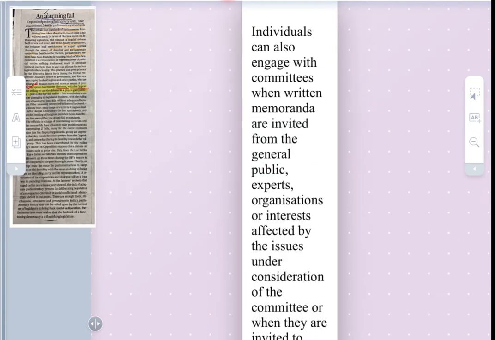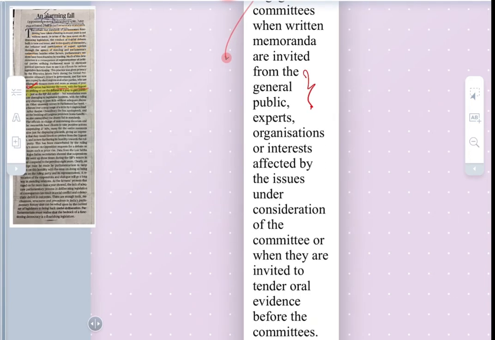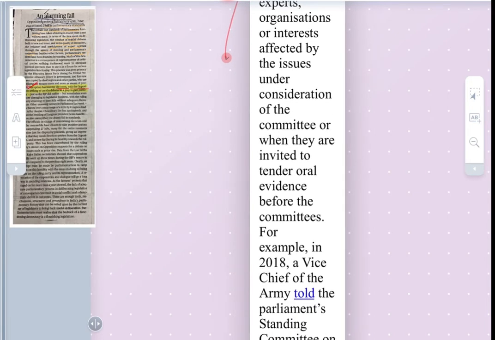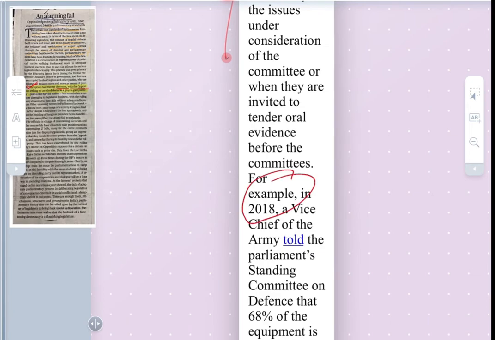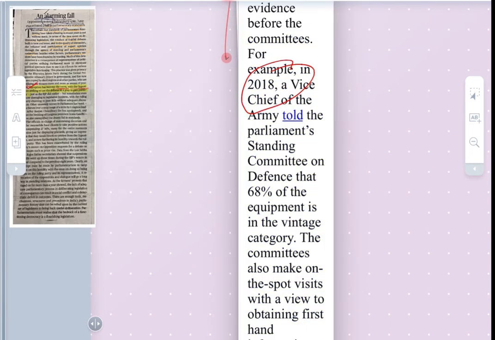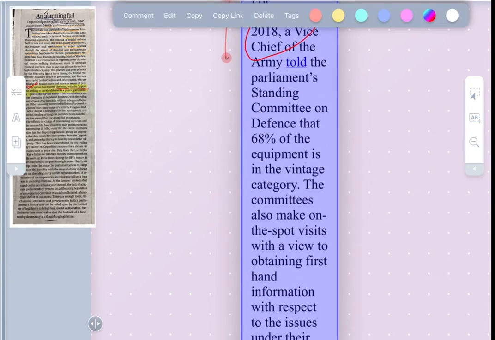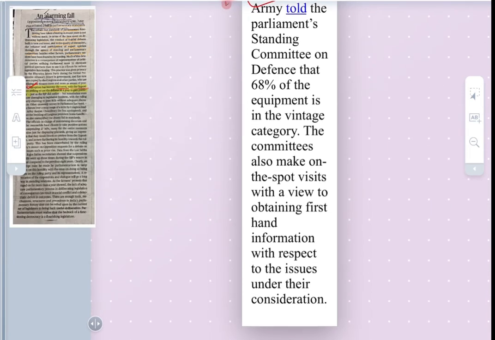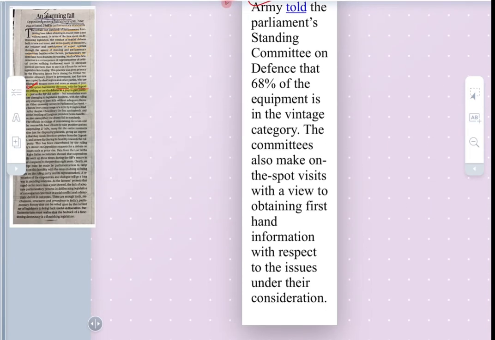And a very important significance of these committees is that the individual can also engage with them when written memoranda are invited from the general public, experts, organizations or interests affected by the issues under consideration of the committee, or when they are invited to tender oral evidence before the committees. For example, in 2018, a Vice Chief of Army told the Parliamentary Standing Committee on Defence that 68% of the equipment is in the vintage category. The committees also make on-the-spot visits with a view to obtaining first-hand information with respect to the issues under consideration.